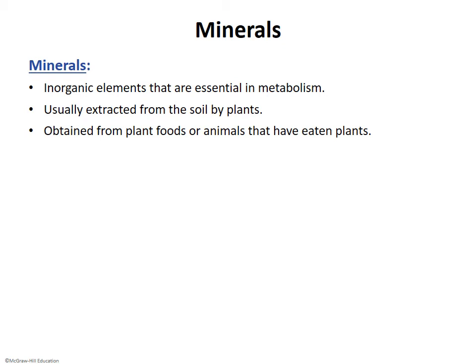So on this one, we talk about minerals. Now, minerals are going to be ions. They're going to be calcium and potassium and sodium, zinc. Different minerals. Now remember, vitamins and minerals are really big in helping to unlock the enzymes. Vitamins and minerals help enzymes work. Right? So again, they're usually extracted from the soil by plants. That's generally where we get them. Or in animals as well, because the animals eat the plants.